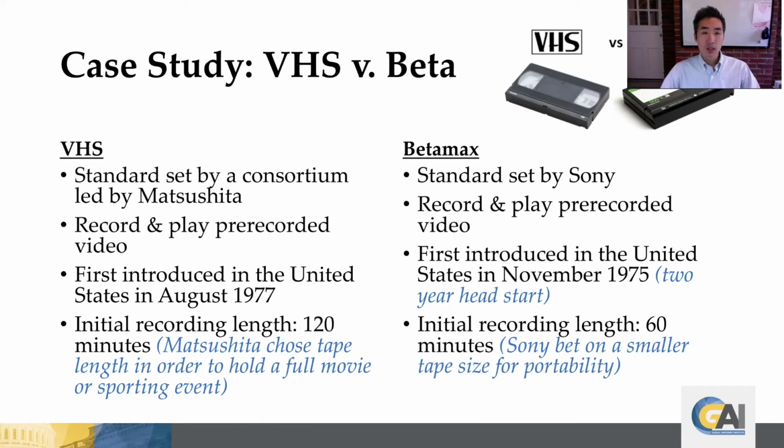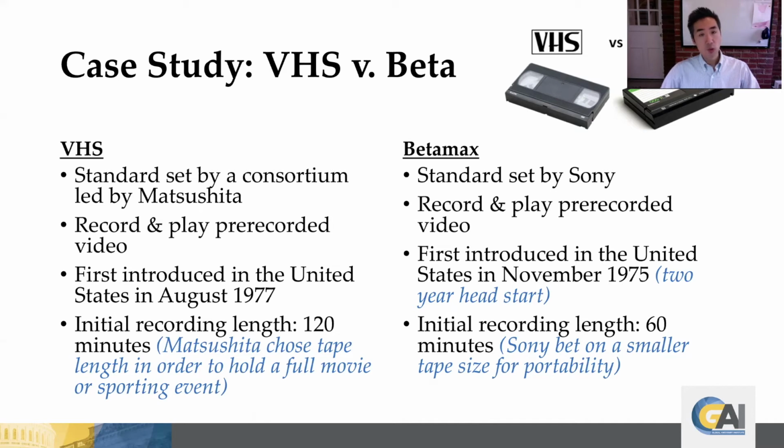Betamax was a standard set by Sony. It did the same thing, record and play pre-recorded video. This was first introduced in the United States two years earlier, in November 1975. And the initial recording length at the time was 60 minutes.